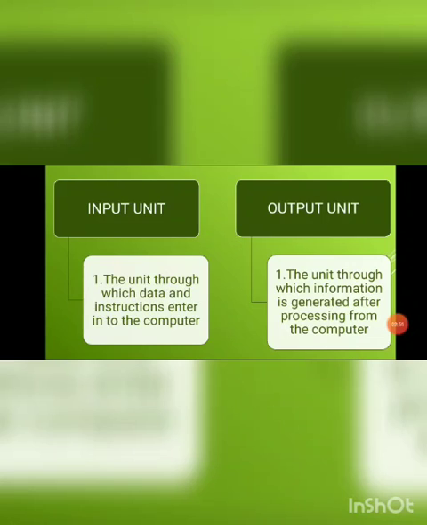And what do you mean by output unit? The unit through which information is generated after processing from the computer. Whatever input data is given, the computer processes the data and instructions and gives the final result to us, and that is known as the information. And where is it generated? It is generated or displayed in the output unit.